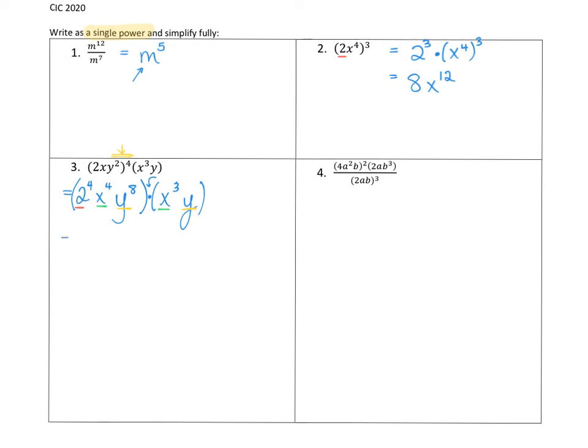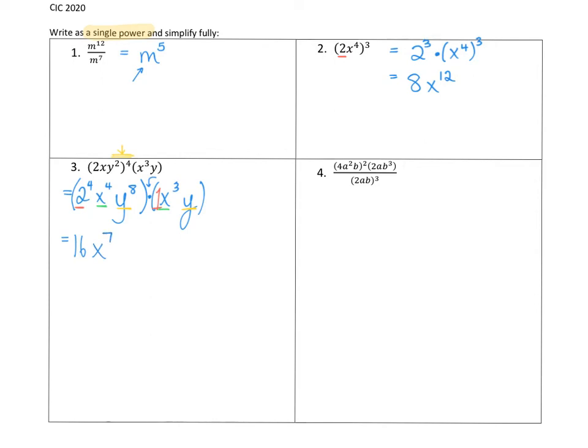Okay, numbers are numbers. 2 to the 4 is 16. There's no number over here. Over here, it's just an imaginary 1, so it would be 16 times 1, which is 16. Then we're going to deal with our x's. So we have an x to the 4 times an x to the 3. And so we're going to keep the base. We're going to add the exponents and get a 7.